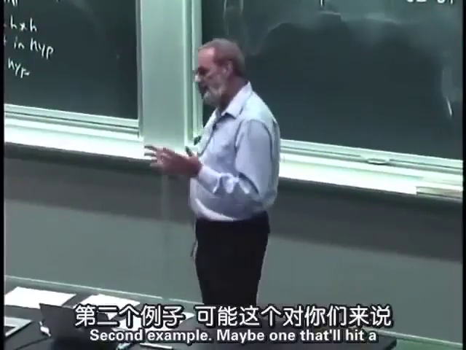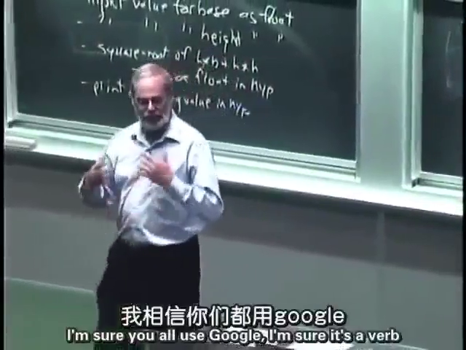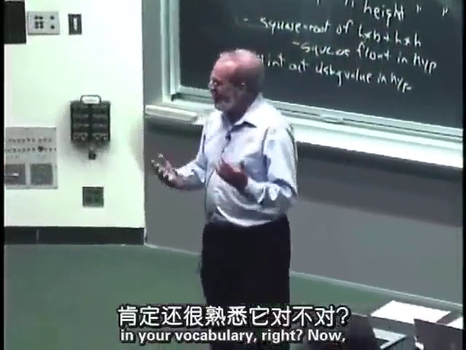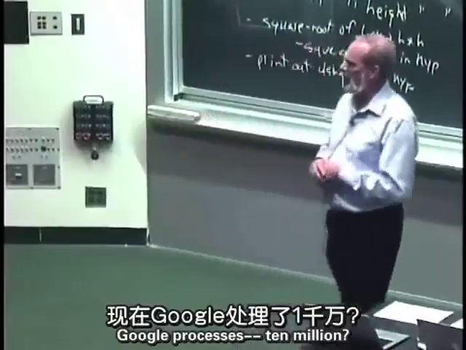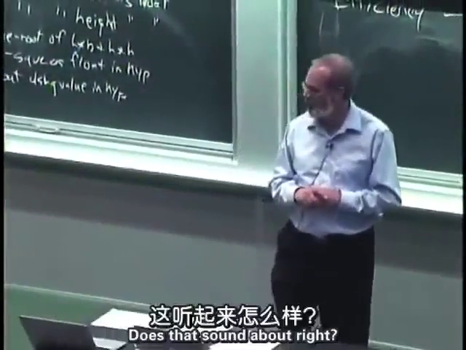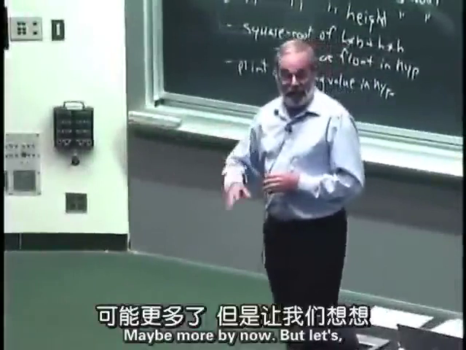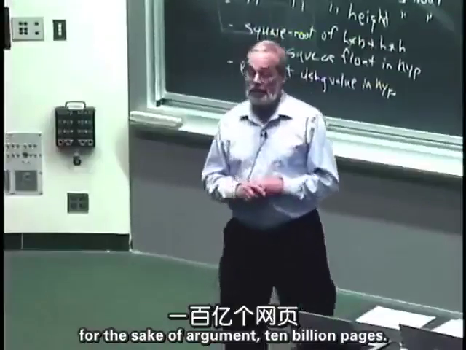Second example, maybe one that'll hit a little more home to you. I'm sure you all use Google. I'm sure it's a verb in your vocabulary, right? Google processes 10 billion pages, John? I think 10 billion was the last number I heard. Does that sound about right? Maybe in order of magnitude more by now. Maybe more by now, but let's, for sake of argument, 10 billion pages.